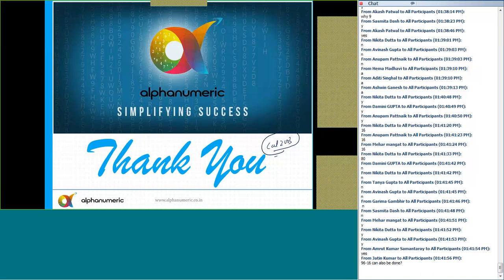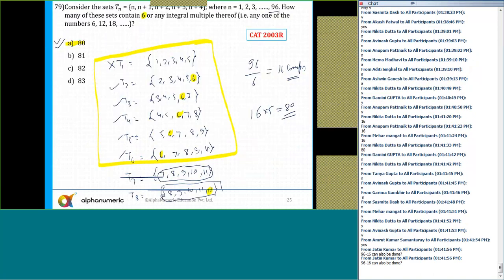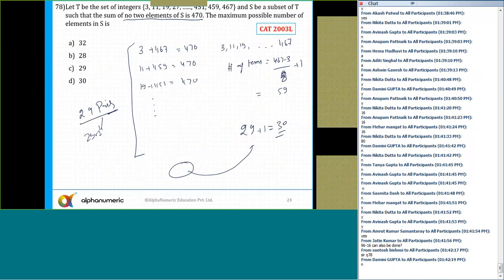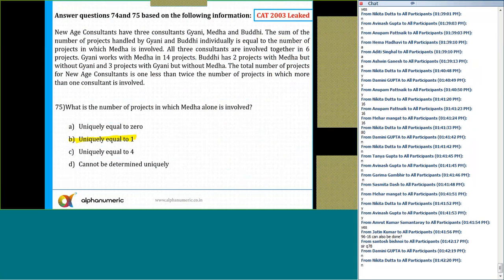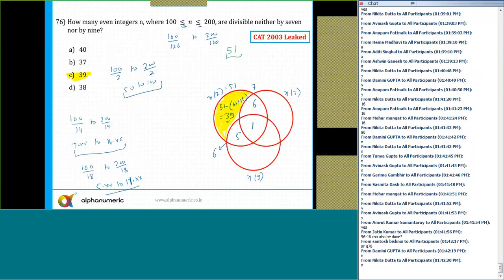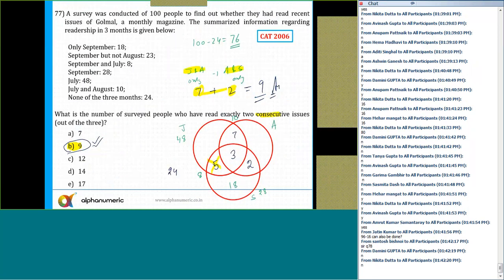So any doubts to anyone, guys? Now please tell me. Question number 78. Yes. What is the doubt in 78? Santosh, tell me. What is the doubt in 78?